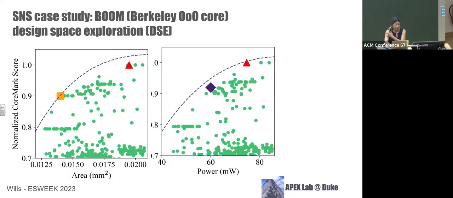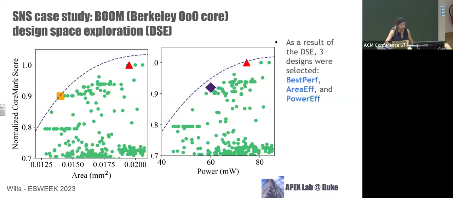And here I'm showing the results of our DSE with around 2,600 designs. We plot the performance on the y-axis in CoreMark score, and then the area and power on the x-axis. So we selected a best performing design here, and then an area efficient design and a power efficient design. The exact configurations are listed in the paper.